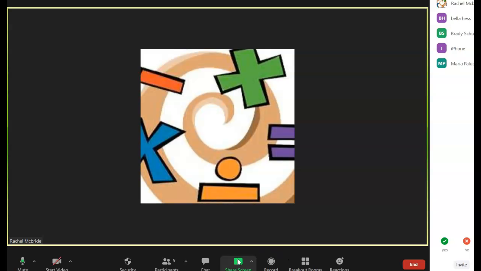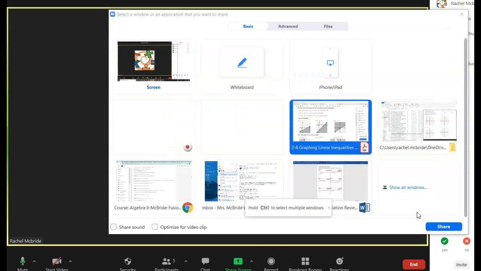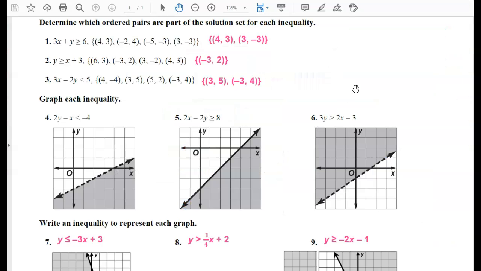Alright, so we are going over that handout from Friday where we were graphing inequalities. So the inequalities in number 1 that made that true were the ordered pair 4, 3 and 3, -3. I am going to share a handout on Teams where I show you all the work to all of those problems.